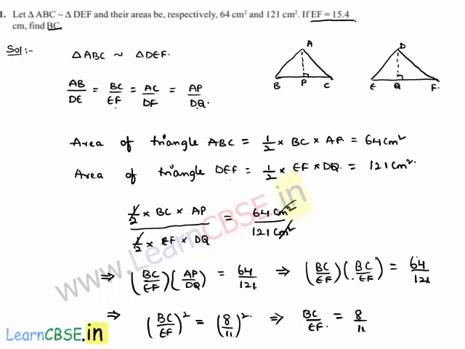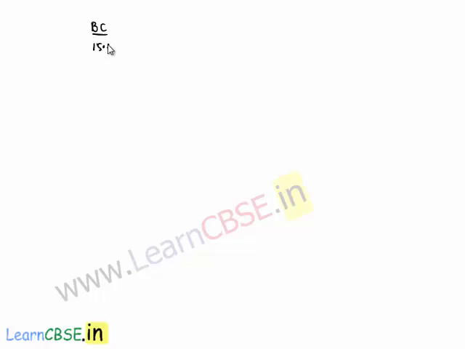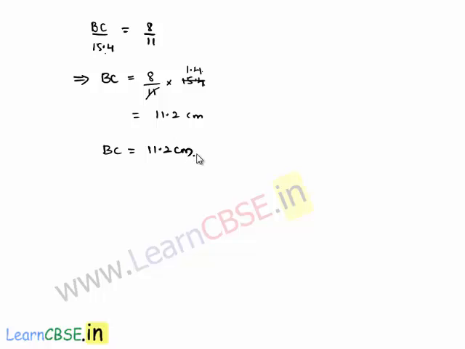Therefore we get BC by 15.4, EF being given, is equal to 8 by 11. Now by transposing 15.4 to the right hand side, we get BC is equal to 8 by 11 times 15.4. 11 goes in 15.4 1.4 times, and 8 times 1.4 is nothing but 11.2 centimeters. Therefore finally we got BC is equal to 11.2 centimeters.